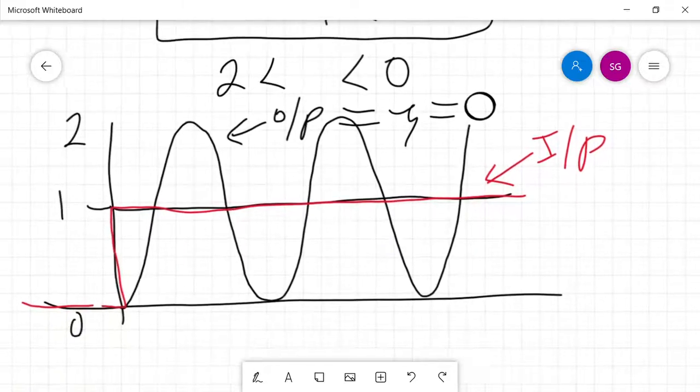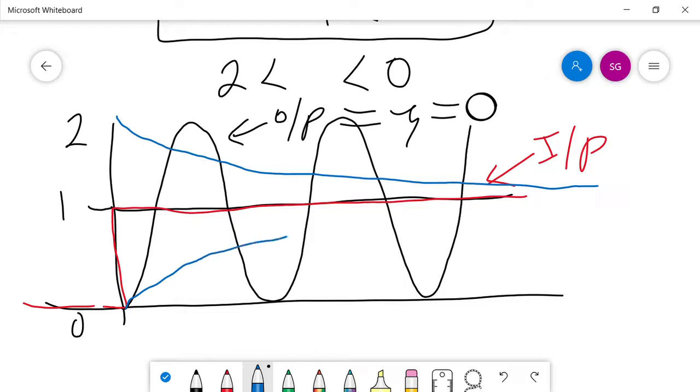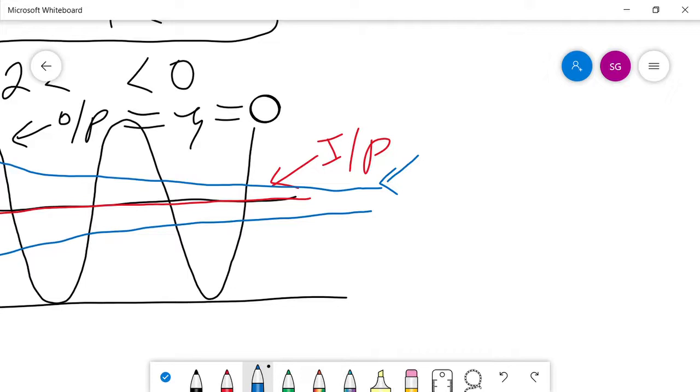So it will look like, let us say, an exponential function. Let us draw an exponential function. So this function is decaying. So what is this? This function is e raised to power minus zeta omega n t. So this function is decreasing.